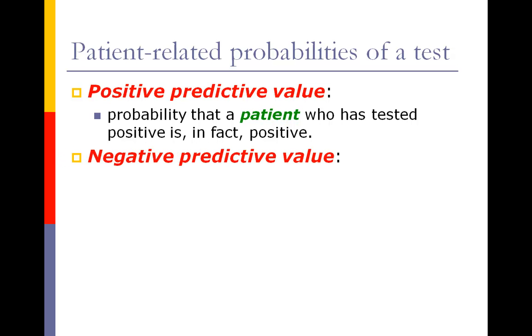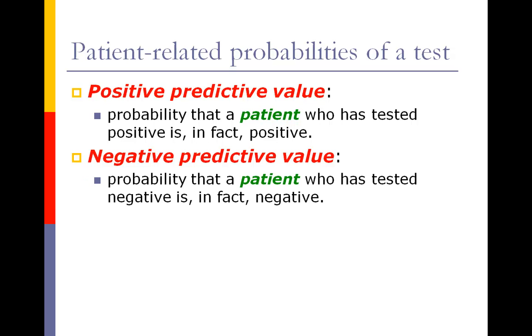On the other hand, the negative predictive value, you'll not be surprised to know, is the probability that a patient who has tested negative is in fact negative. So assuming that the test has come back negative, can we relax? Can we go home and celebrate? Can we forget about the whole thing? Or is there still a probability that this test was wrong and the patient still has the condition even though they tested negative? So these two again are the two that the patient may be more interested in knowing.